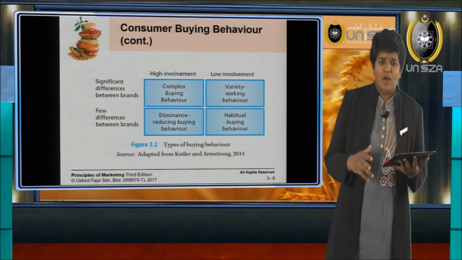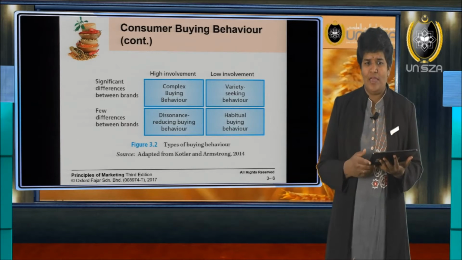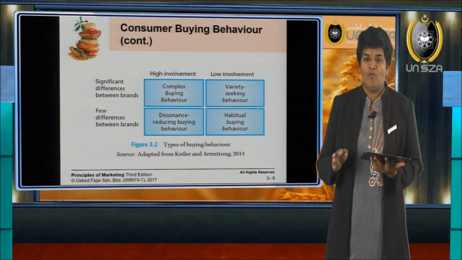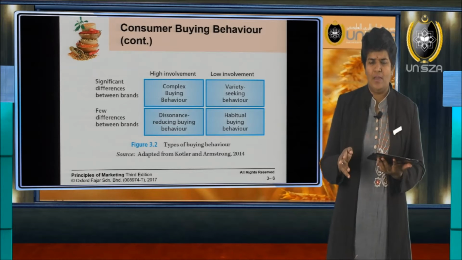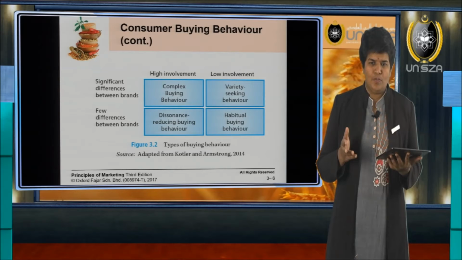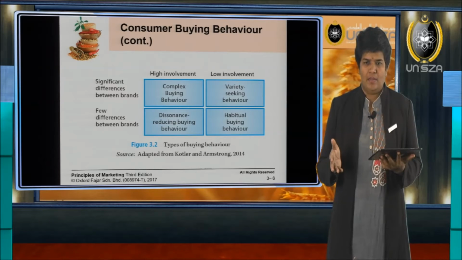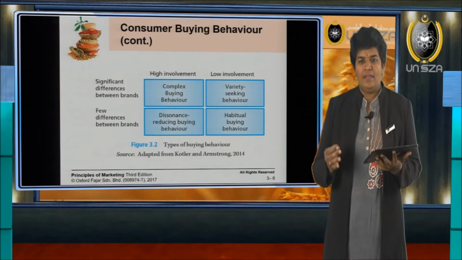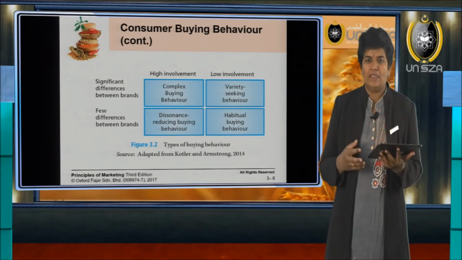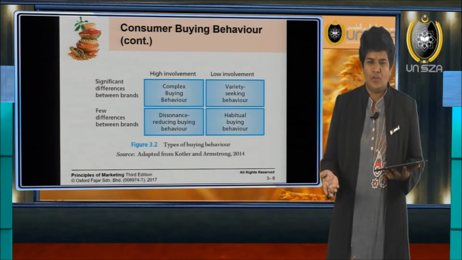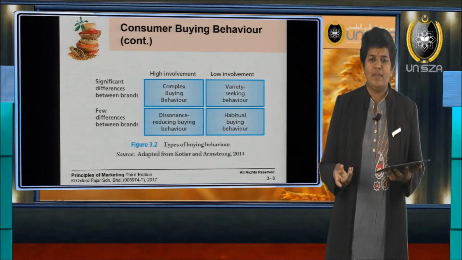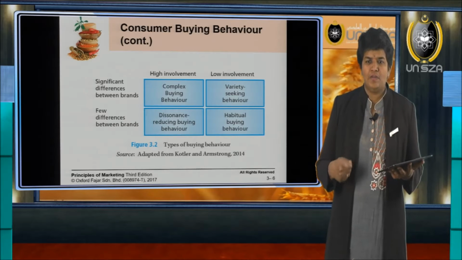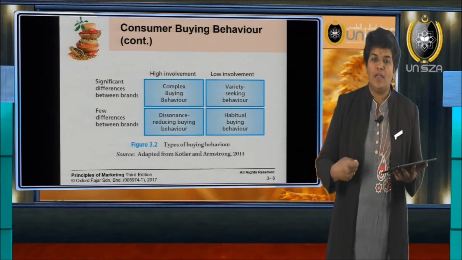Whereas for habitual buying behavior, we can see few differences between brands and low involvement. For example, I normally use Colgate toothpaste. Since my childhood, I'm using Colgate as my toothpaste. So that is habitual. I go to any convenience store, I just get the Colgate. I am not going to do any research on that. That is called habitual buying behavior.